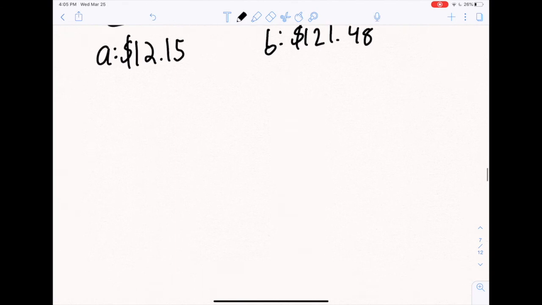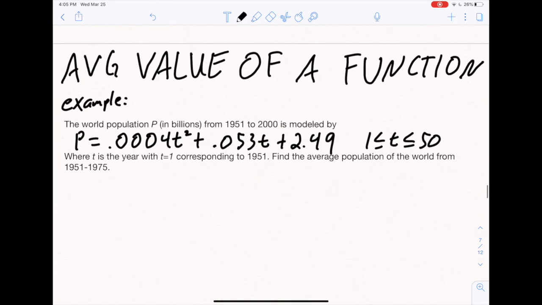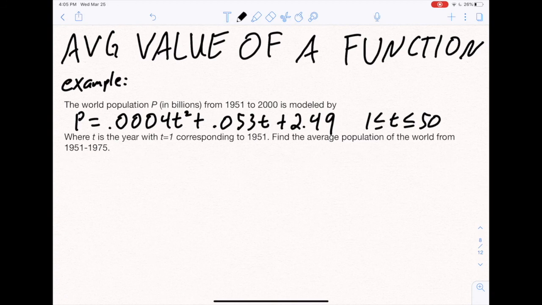All right, let's go ahead and talk about average value of a function. So this is something I'm going to skip over the explanation of because you should have already watched the 3Blue1Brown videos, which explain this pretty perfectly. Let's just look at a quick example. It says the world population P in billions from 1951 to 2000 is modeled by P equals 0.0004 t squared plus 0.053 t plus 2.49, where t is between 1 and 50. Where t is the year with t equals 1 corresponding to 1951. Find the average population of the world from 1951 to 1975.